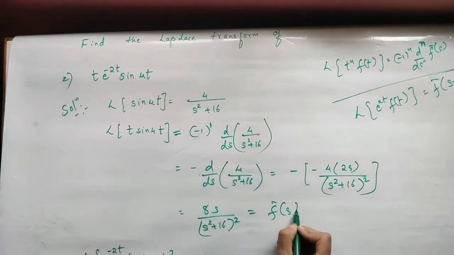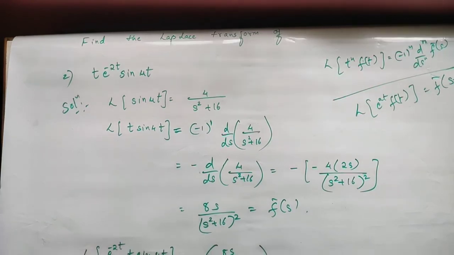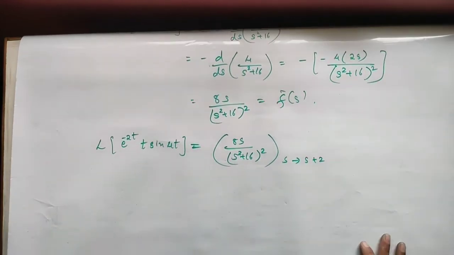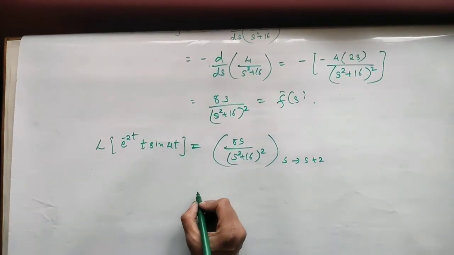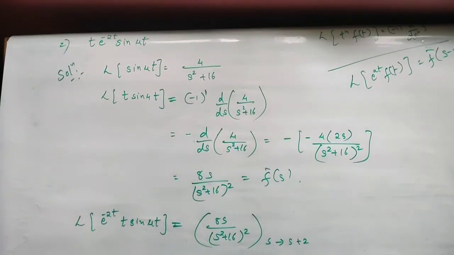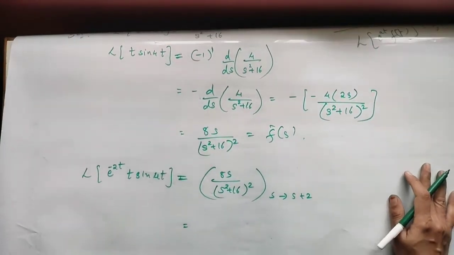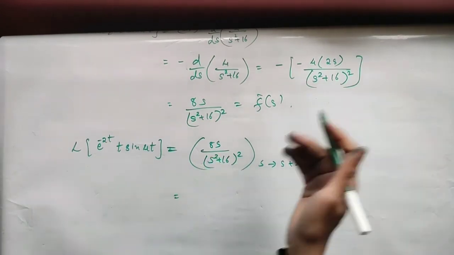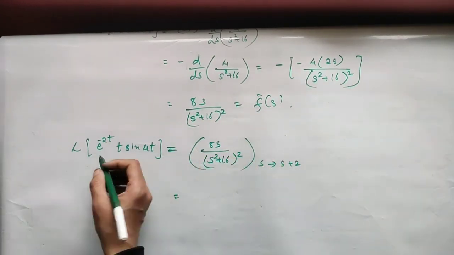Here your f bar of s is this. So you are going to write the Laplace transform for this. It is 8s divided by s square plus 16 whole square. In this you are going to change s to s plus 2 because the value for a is minus 2. By using the first property, you change every s to s minus a. So you change s to s minus 2, that is s plus 2 here, because a is minus 2.